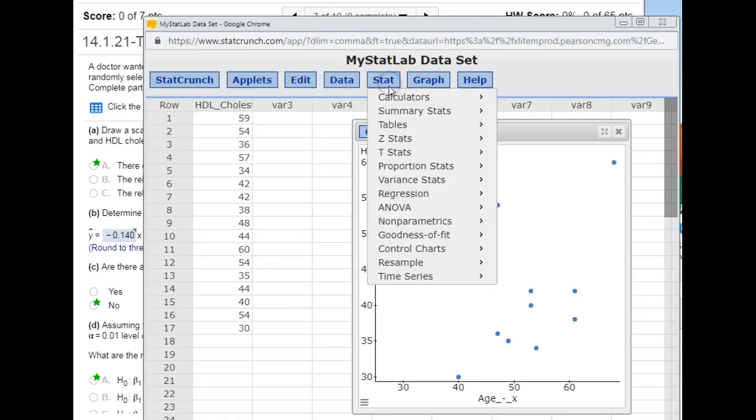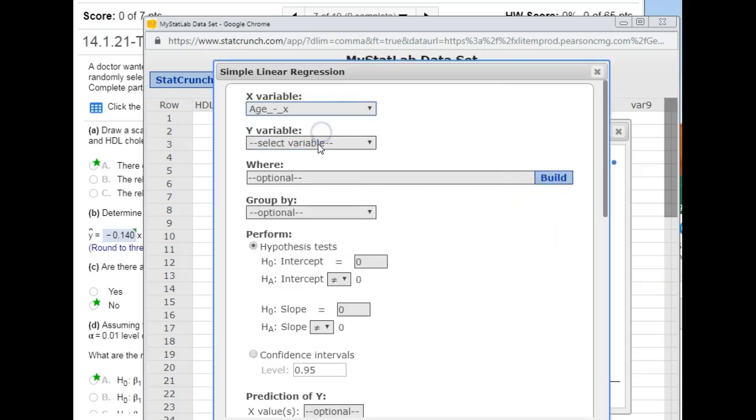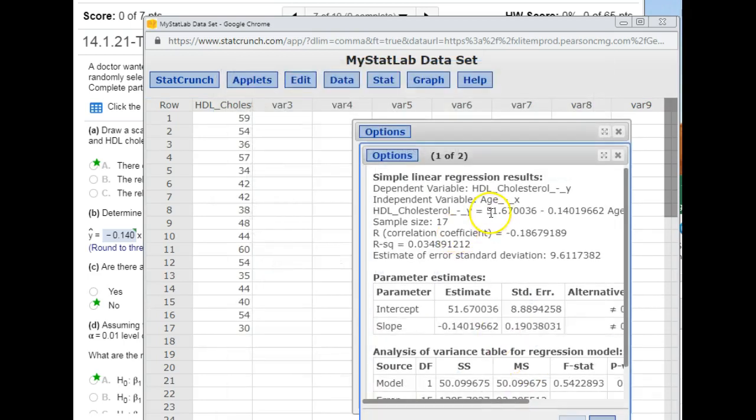So come in here, stat regression, simple linear. We're seeing if age can predict the cholesterol. When we hit compute, we get an equation for our least squared regression line.